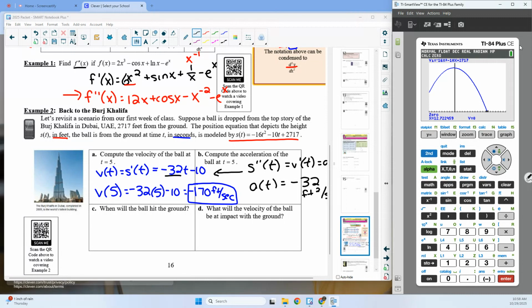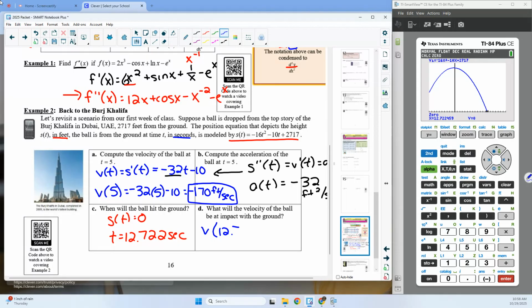And I get that the time is 12.722 seconds. So I'm saying S of t equals 0 when t is 12.722 seconds. What will the velocity of the ball be at impact with the ground? This is a question we might want to know. How fast is it going when it hits the ground? So I'm going to do v of that value.